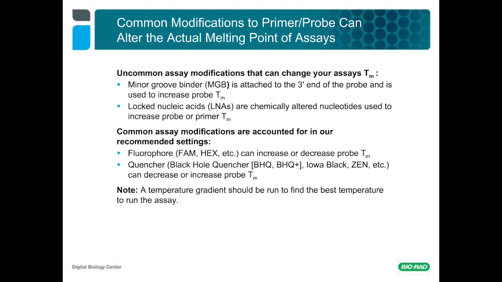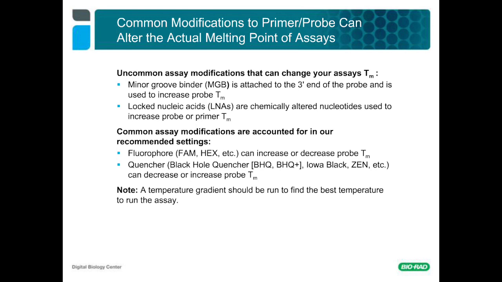Using the settings I have recommended here in a software will get you close to the actual TM of the primer and probe. However, modifications to your assay made during the ordering process can change the actual TM. This is why we always recommend first running a temperature gradient on your assays before choosing an anneal extend temperature. Uncommon assay modifications are made specifically to change the TM of your assay. Some of these modifications are moieties that are covalently linked to the nucleotides, such as MGBs or minor groove binders. And some are chemical modifications made to the nucleotides.